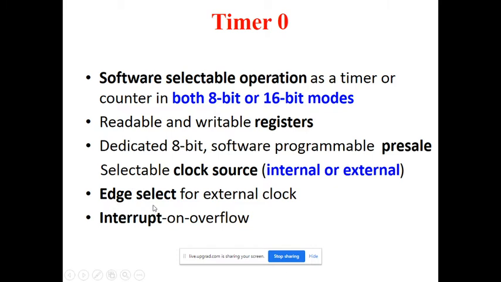Next one is the edge selection for external clock. Now we know that in a clock cycle there is a positive cycle as well as a negative cycle, there is a rising edge as well as a falling edge. Now you can decide which one is the starting point for the clock pulse. For example, you can consider the rising edge as a starting point, or the falling edge as a starting point. Means you can choose the starting point as per your choice.